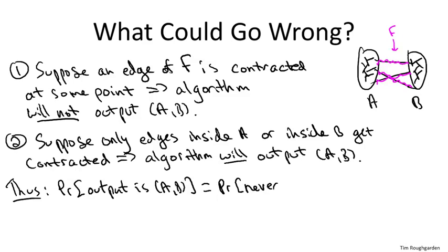So this is what we're going to be interested in here. This will be the object of our mathematical analysis: the probability that in all of the n-2 iterations we never contract an edge of capital F.